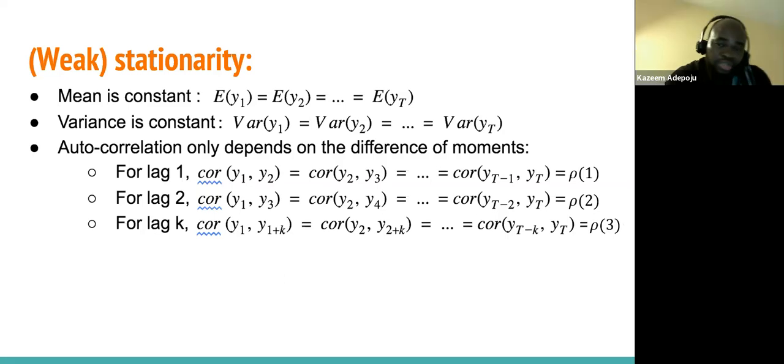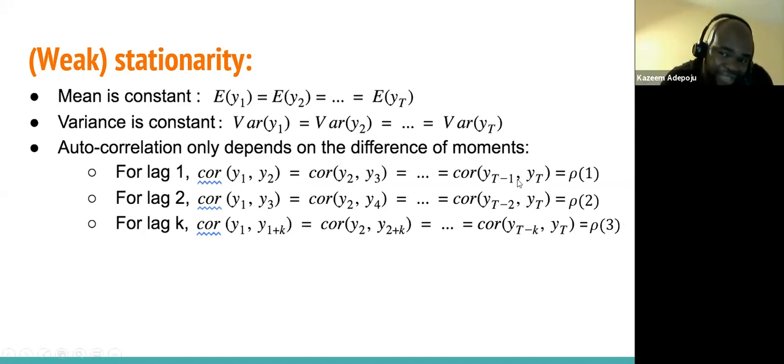So for lag one, I'm seeking the correlation between two time series variables that are one lag apart. And let me tell you something: the correlation between Y1 and Y2 is the same thing as the correlation between Y2 and Y3. It's the same thing as the correlation between Y3 and Y4, and up to the last one.